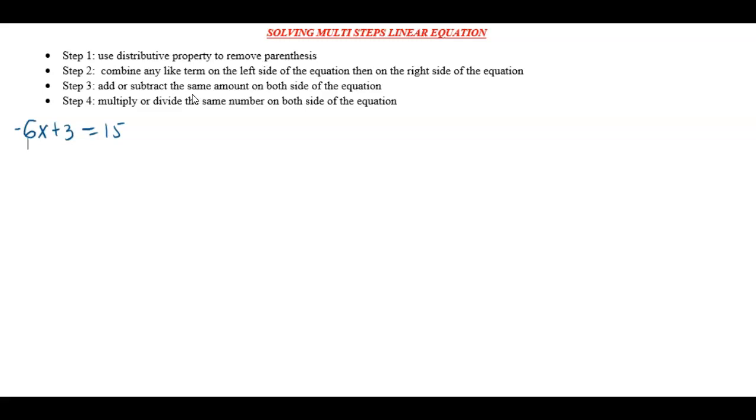When we say add and subtract, if you have something that's added to the variable, then you subtract. If it's minus, then you add. In this case, I got plus 3. So because I got plus 3, then I have to subtract 3 on both sides of the equation. Minus 3 equal 15 minus 3.